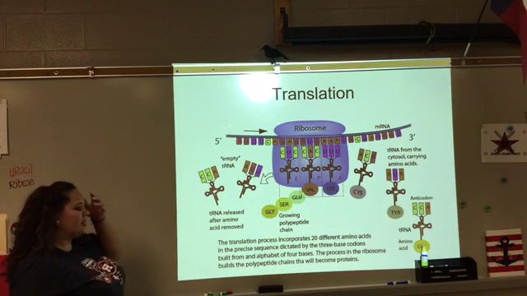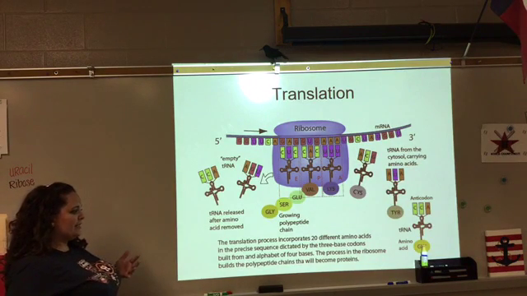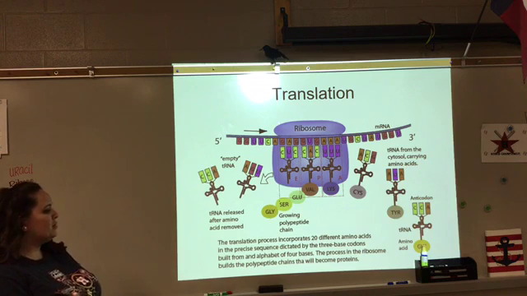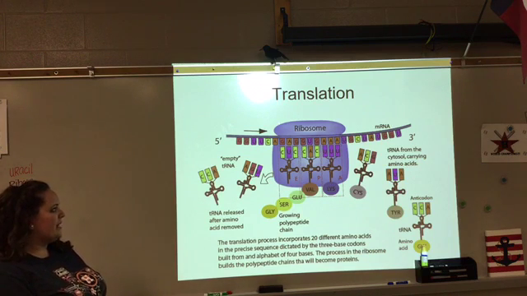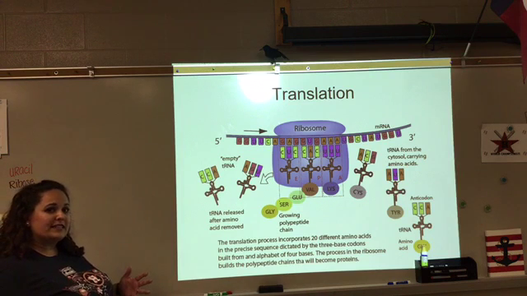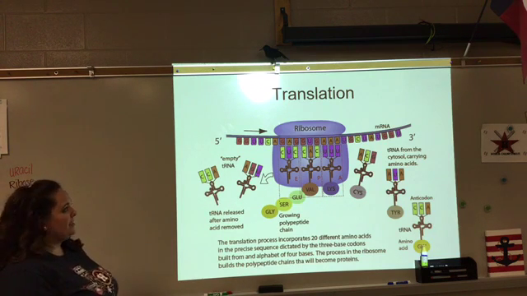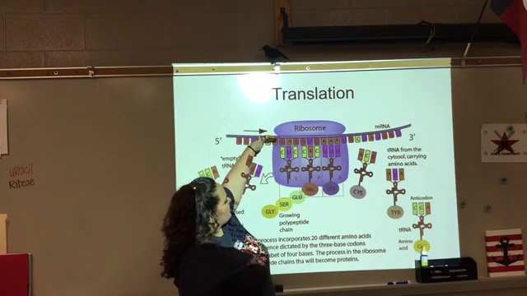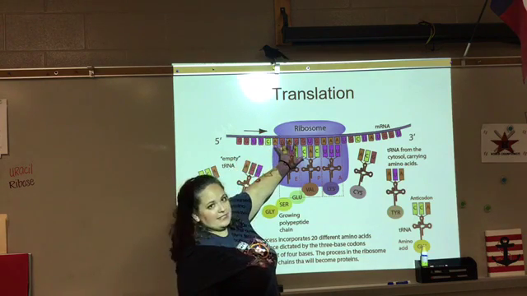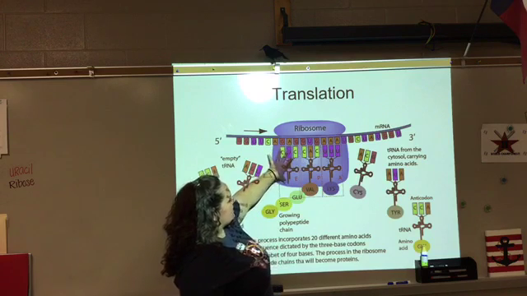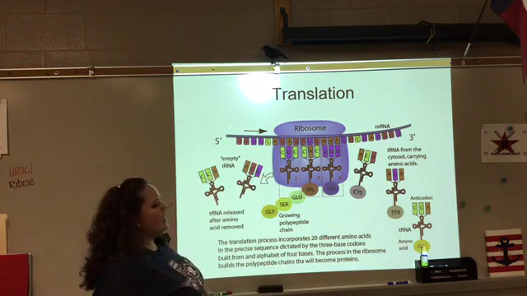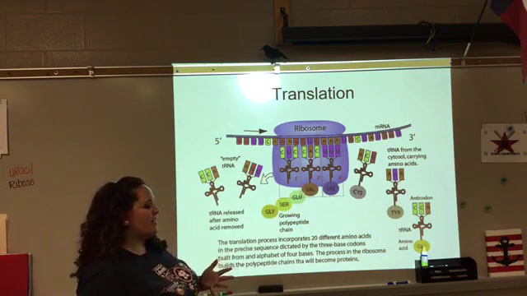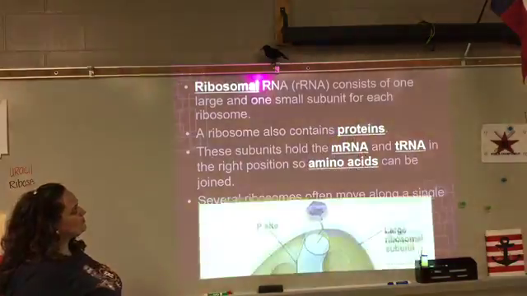Here is a picture of the translation process that's incorporating the 20 different amino acids. Remember, it's the sequence and number of those amino acids that's going to determine what kind of protein you're building. So here again, you've got your ribosome, you've got your mRNA, your 3 bases that make a codon, and then these things here are tRNA, and they're going to actually carry the amino acids.